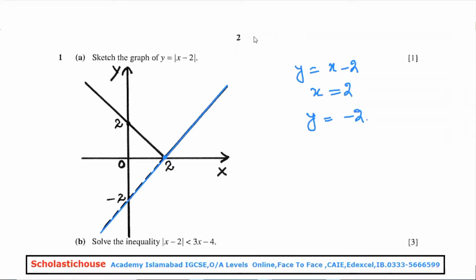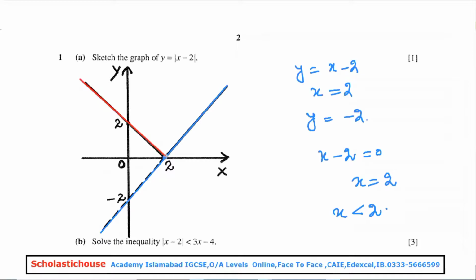Now you can see, if I put x minus 2 is equal to 0, then x is equal to 2. It shows that x less than 2 will be reflected. So this part of the line will reflect over the x-axis because it passes through negative 2. So after reflection, it will pass through positive 2.